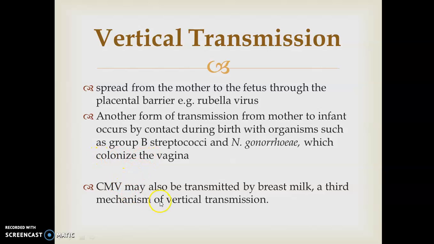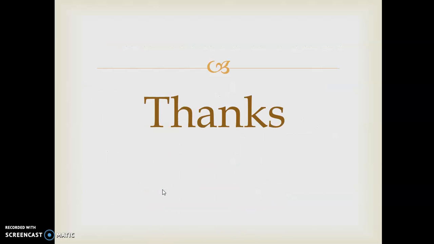The other way is transmission through breast milk, and this is cytomegalovirus. So by these three ways, vertical transmission occurs. Through the placental barrier, the example is rubella virus. Through the vagina, the example is Neisseria gonorrhoeae. And through breast milk, the example is cytomegalovirus. So this is all about today's lecture.